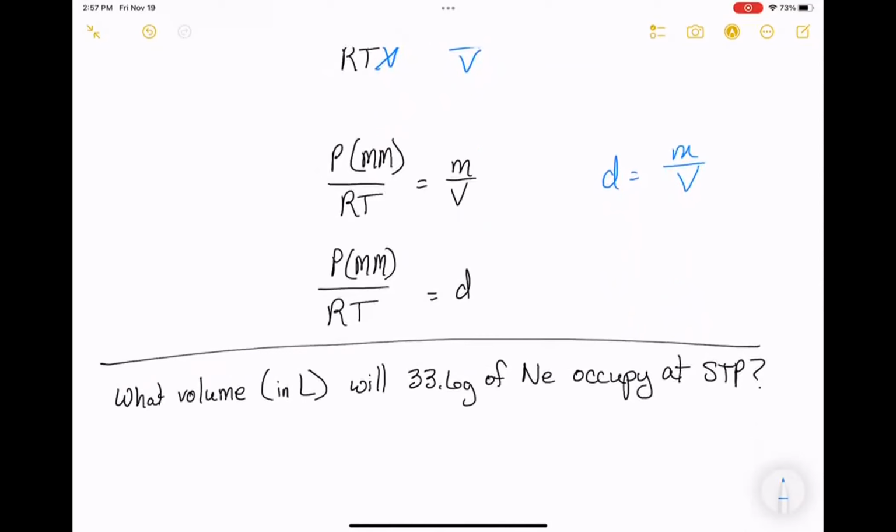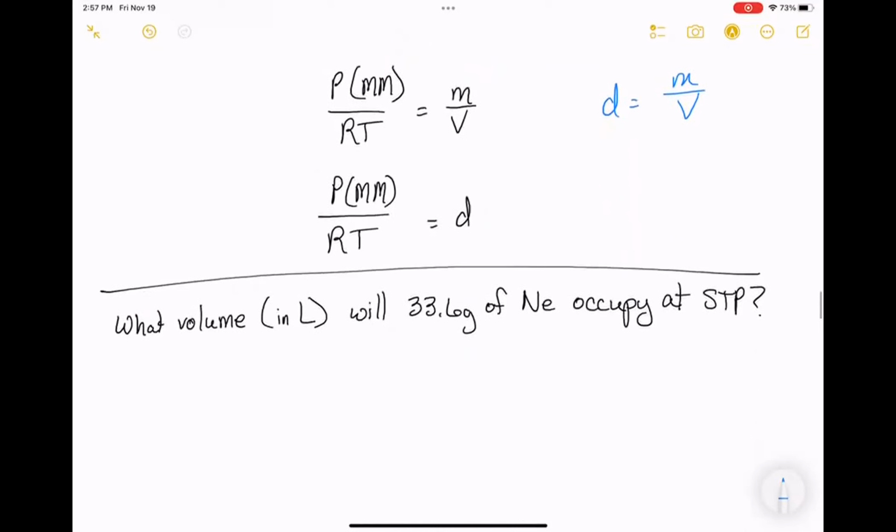What volume in liters will 33.6 grams of neon occupy at STP? So I've been asked to solve for the volume in liters for a gas that has a mass of 33.6 grams at STP. T is 0 degrees Celsius. P is 1 atmosphere. And that's the information that I've been given.